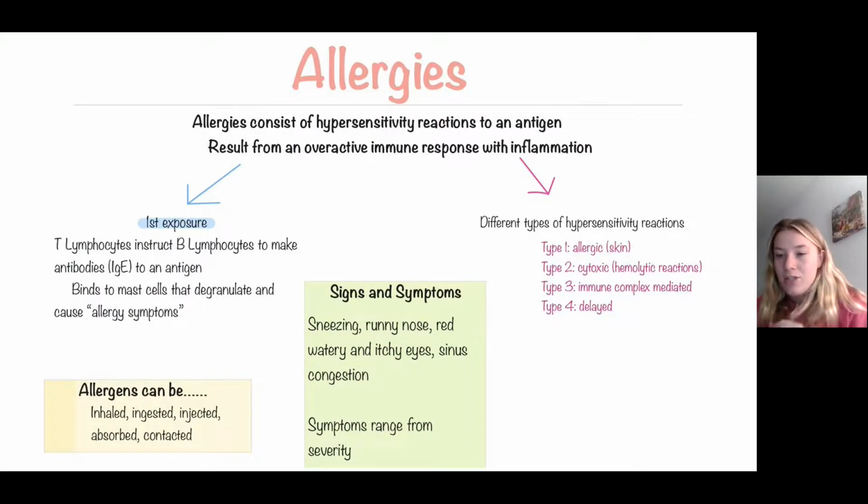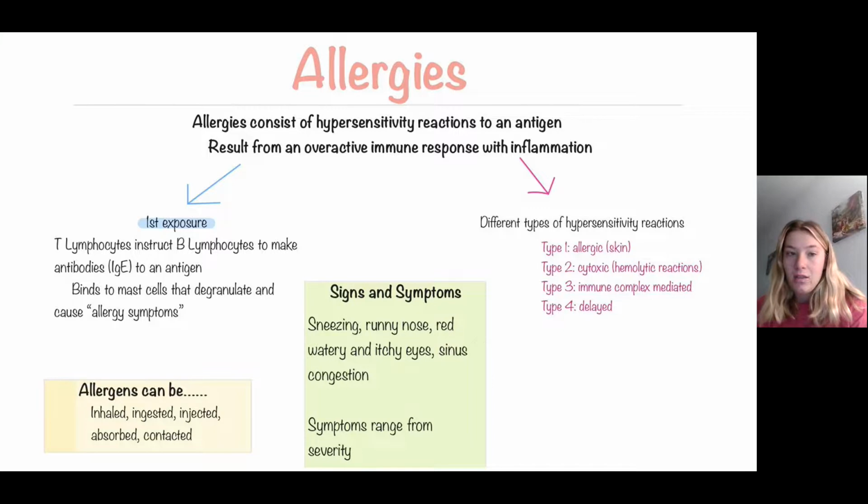So let's talk about allergies. This is a little bit lengthy, but I'll try to breeze through it. Basically, allergies is just a hypersensitivity reaction to an antigen. There's multiple different types of hypersensitivity reactions. Just keep in mind how a person can get allergies. They can be inhaled, ingested, injected, etc. For our purposes, we're going to talk about inhaled allergens.